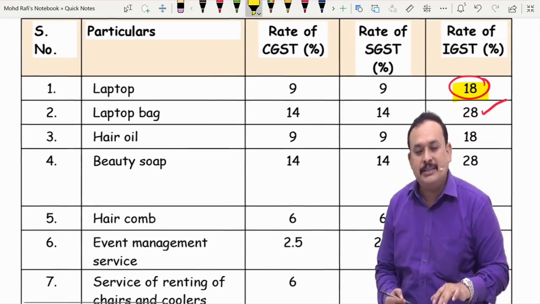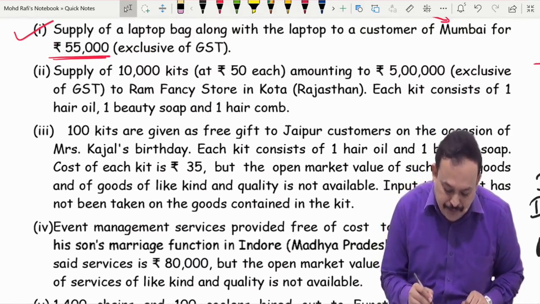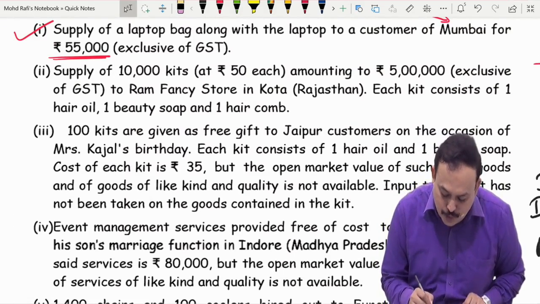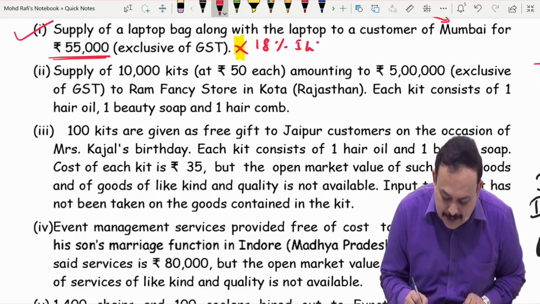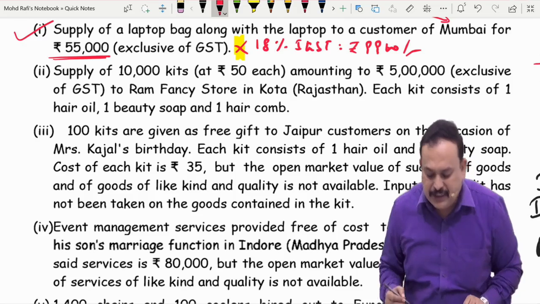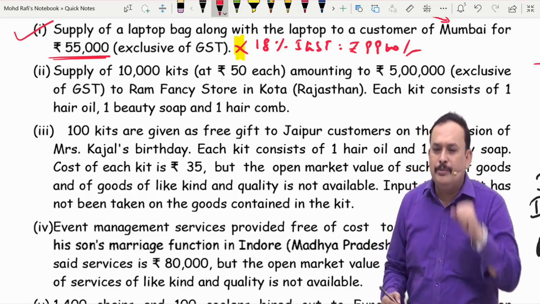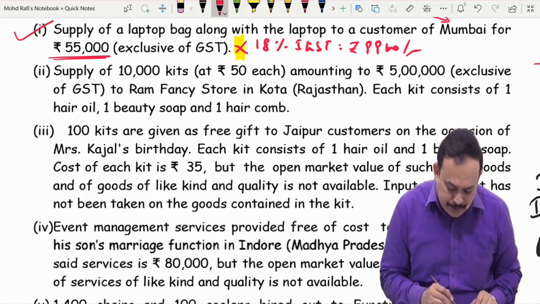Got the clarity, my dear sir? If there is a case, apply here on this 55,000 exclusive of GST. Therefore, applying 18% IGST is equal to how much? 9,900 is the IGST in the first case. Completed. One point is completed. Now going to the second point.